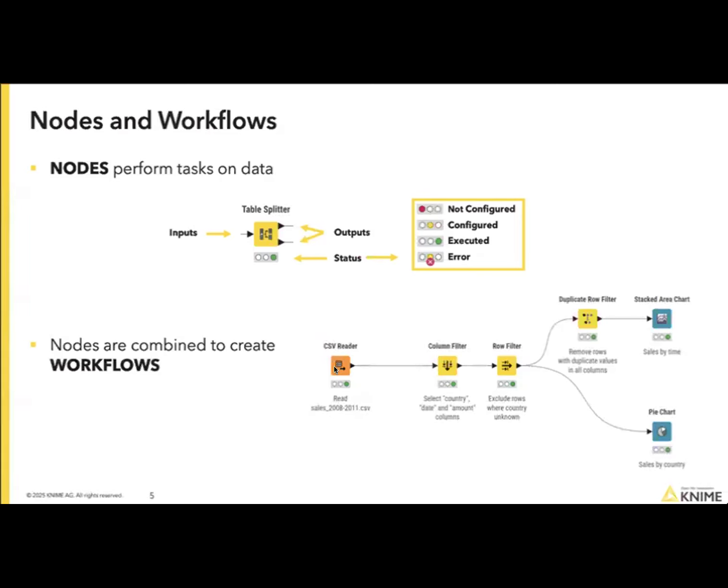And here we can see that this node is going to read a sales file with sales data from 2008 to 2011. And this file has already been read, right? We see here the green light. And now this file here is available to the right of the node, ready to become the input of another node. And this is what we do. We send this file to a node named column filter that in this particular case is configured to select three columns here: country, date, and amount.